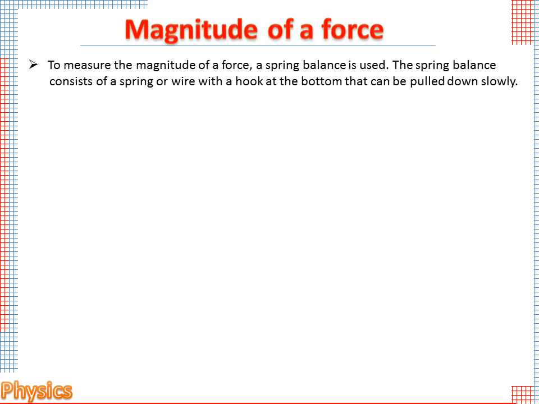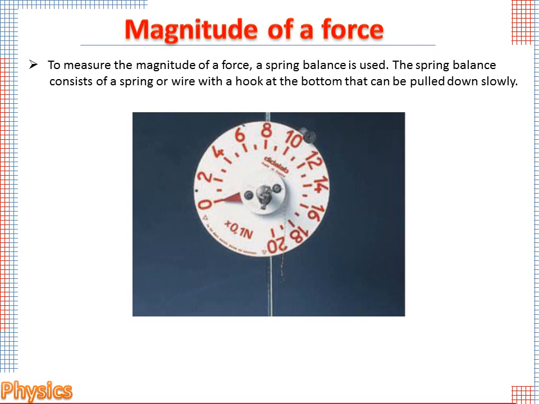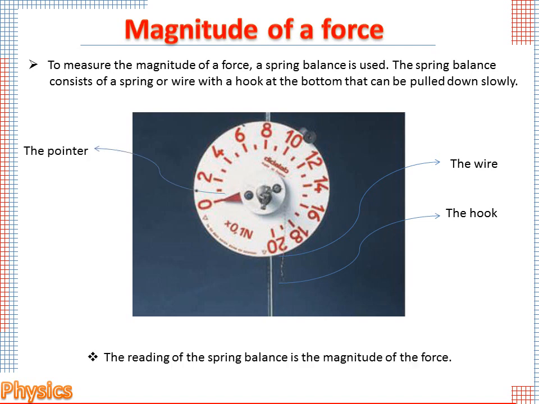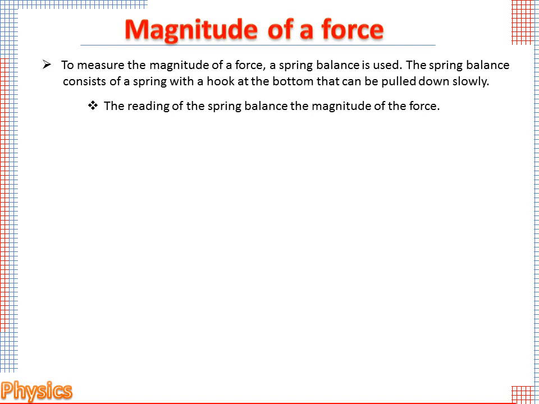Magnitude of a force. To measure the magnitude of a force, a spring balance is used. The spring balance consists of a spring or wire with a hook at the bottom that can be pulled down slowly. This is the spring balance. This is the wire of the spring balance. This is the hook of the wire, and this is the pointer of the spring balance. The reading of the spring balance is the magnitude of the force. To measure the magnitude of the force, we have to use the spring balance.